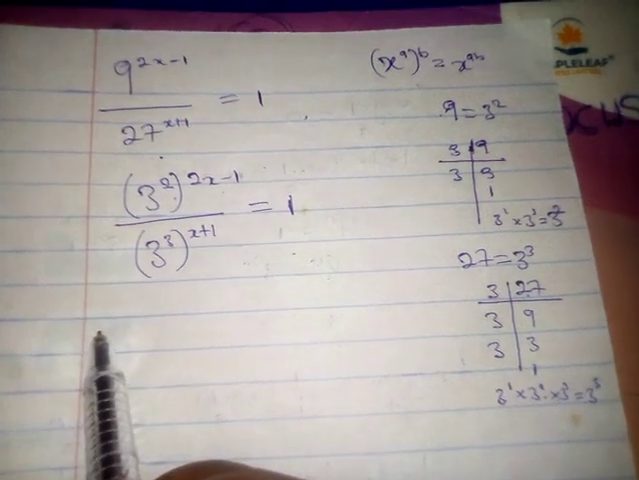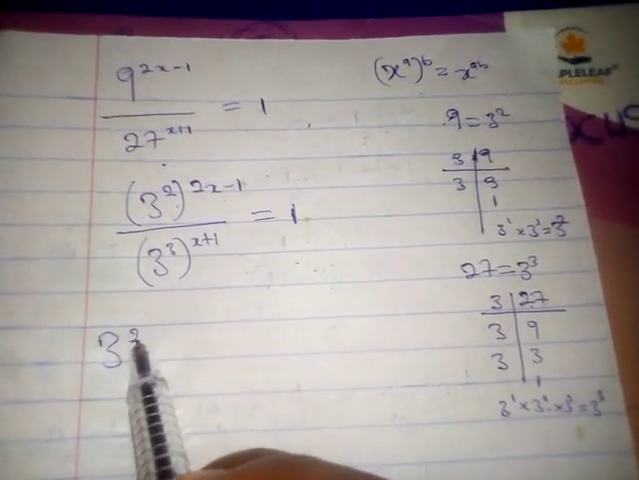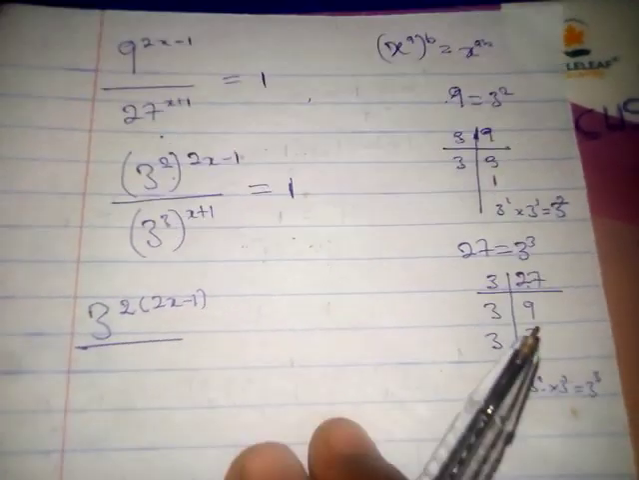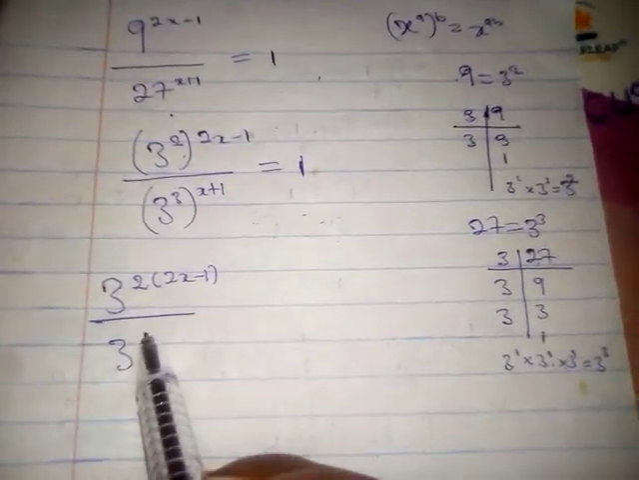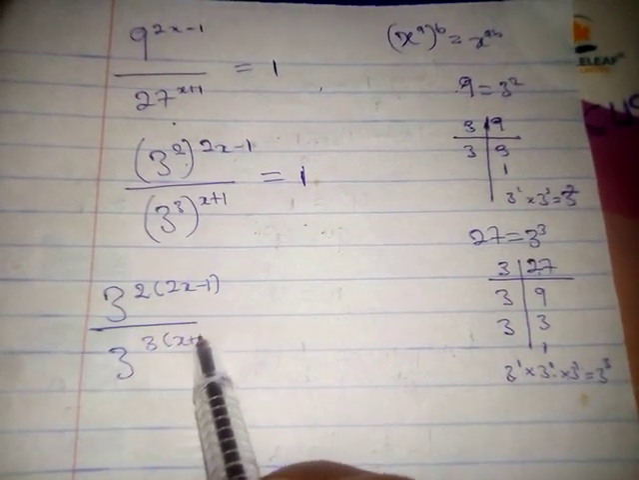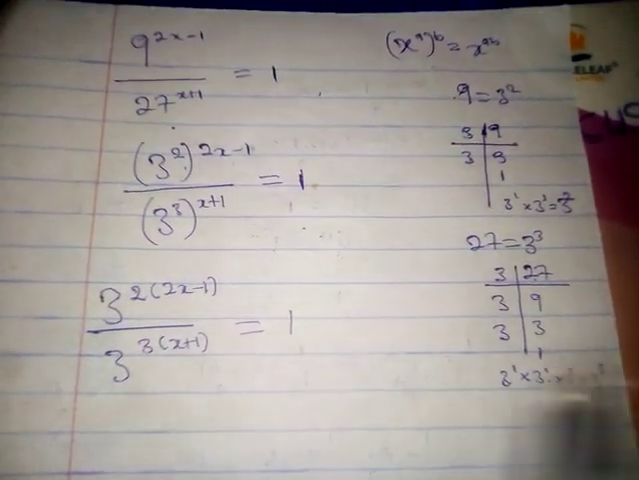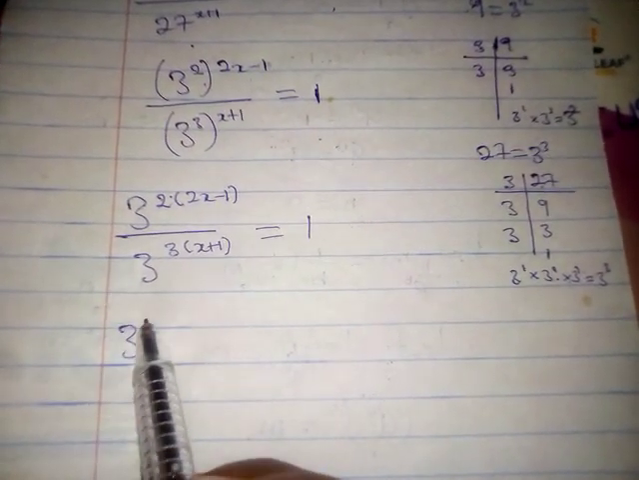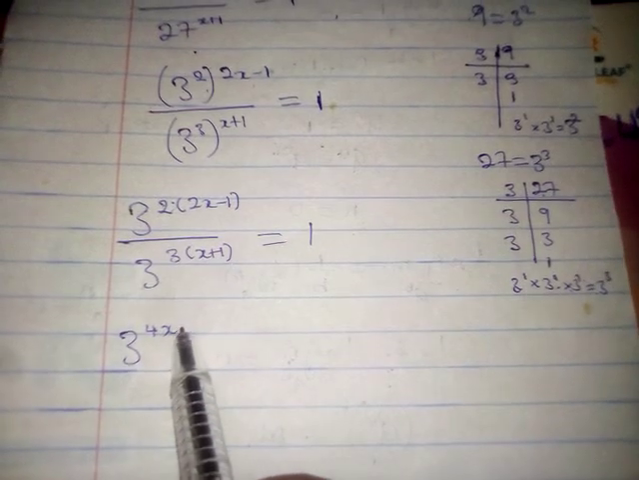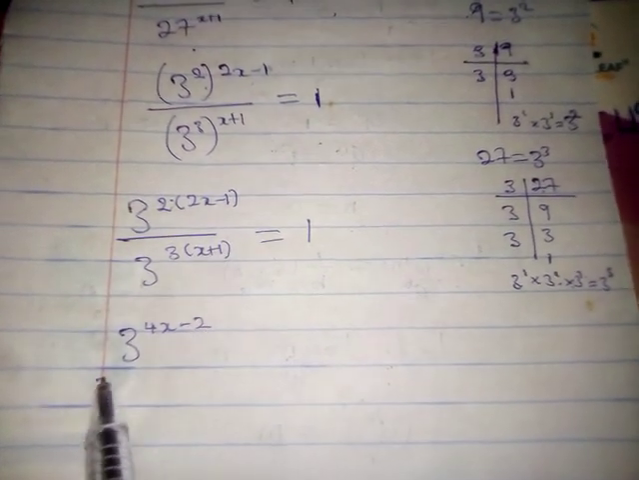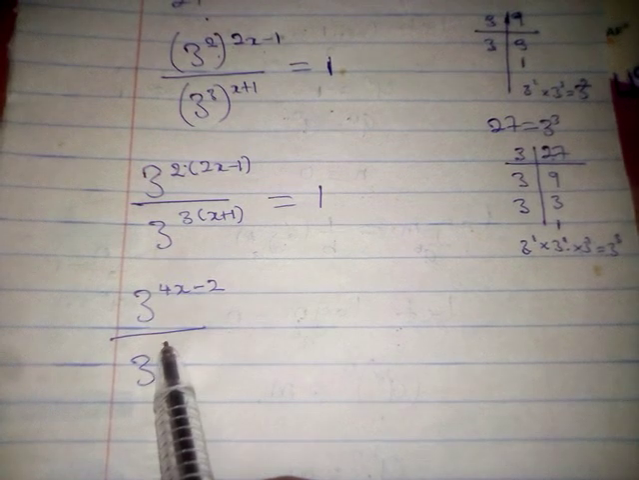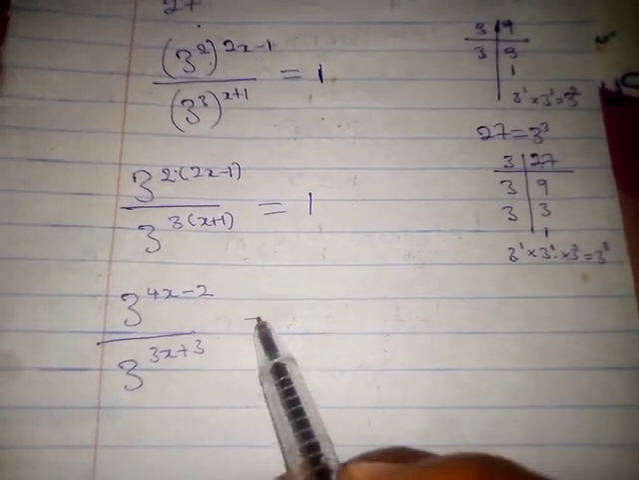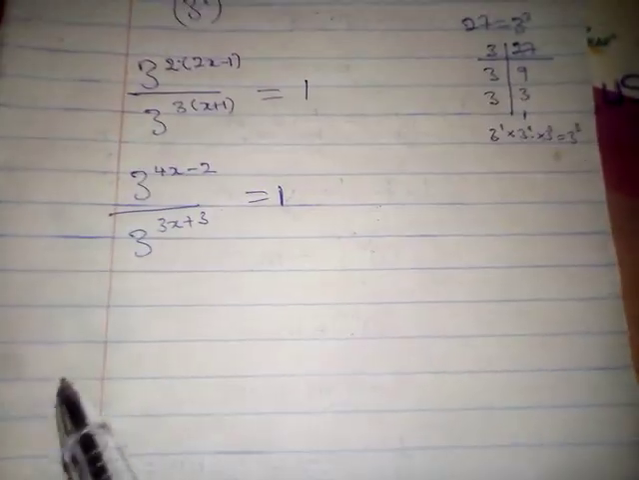Okay, so we have this as 3 raised to the power of 2 times 2x minus 1 all over 3 raised to the power of 3 times x plus 1. This is equal to what? 1. Now if I open up this bracket, I'll have this as 3 raised to the power of what? 4x minus 2 all over 3 bracket 3x plus what? 3. This is equal to what? 1. Now we are not yet done.